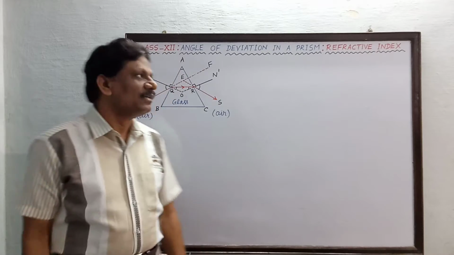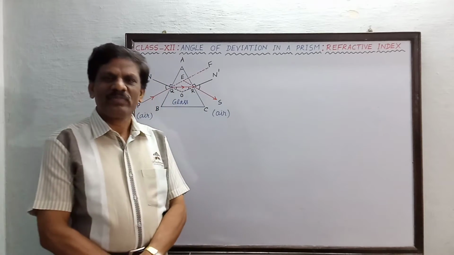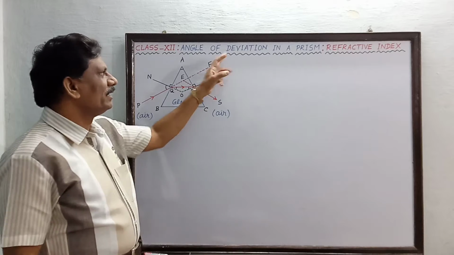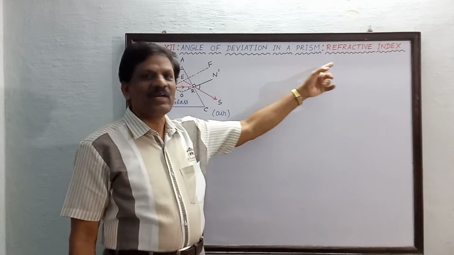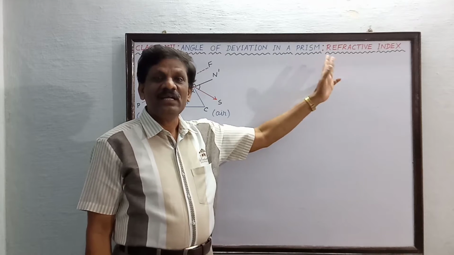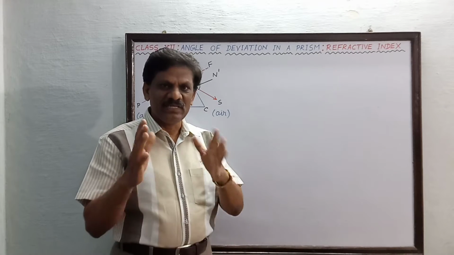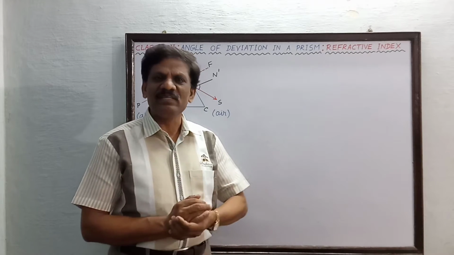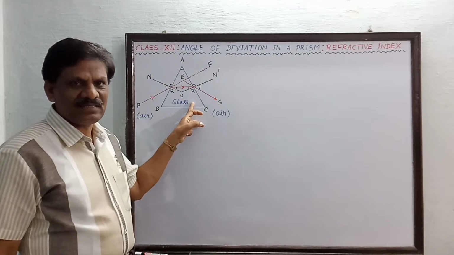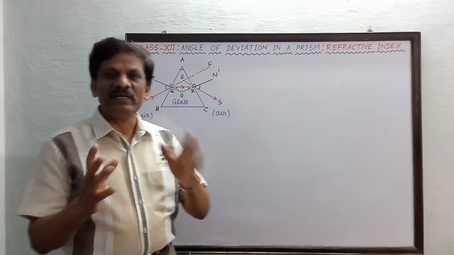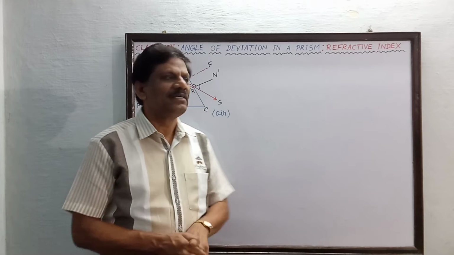Hi students, today we are going to discuss the angle of deviation produced in a prism, and hence we are going to derive an expression for the refractive index of the material with which the prism is made up of. So here the material is glass. So for glass, how to determine the refractive index?